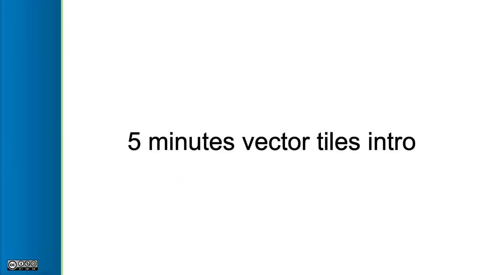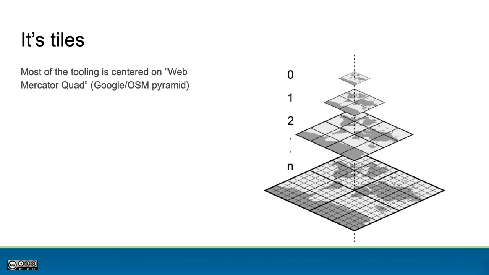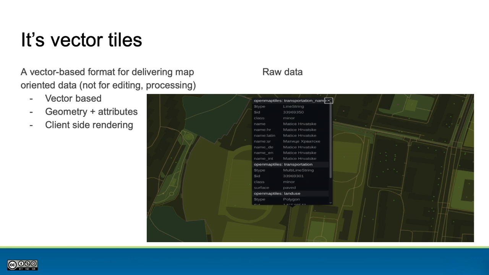So the 5-minute intro to what a vector tile is. It's tiles. Most of the tooling is centered on this Web Mercator Google OSM pyramid, level 0, 1, 2, etc. But what goes into the vectors is not pixels. It instead is some kind of pre-processed data. So a vector format for delivering map-oriented data, not for editing, not for processing, but for display. So inside there, we're going to get vector shapes, we're going to get a geometry, and crucially, attributes.